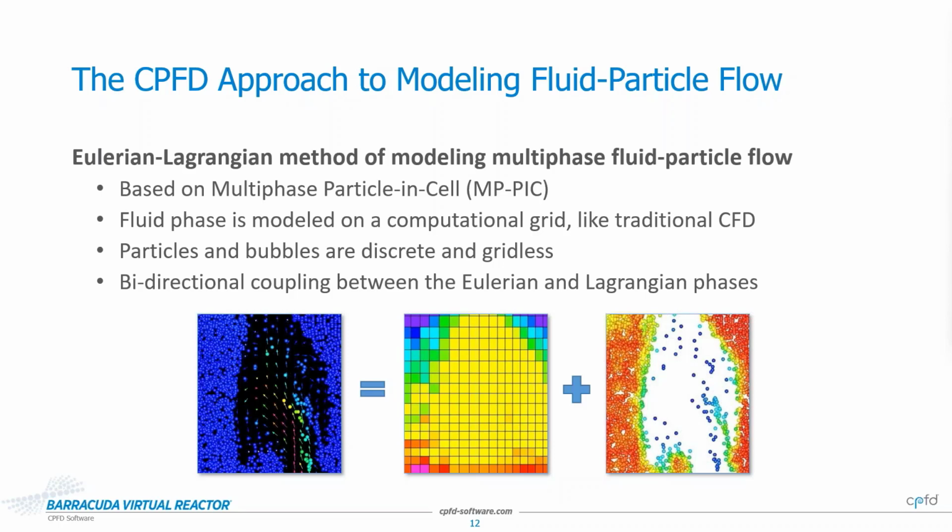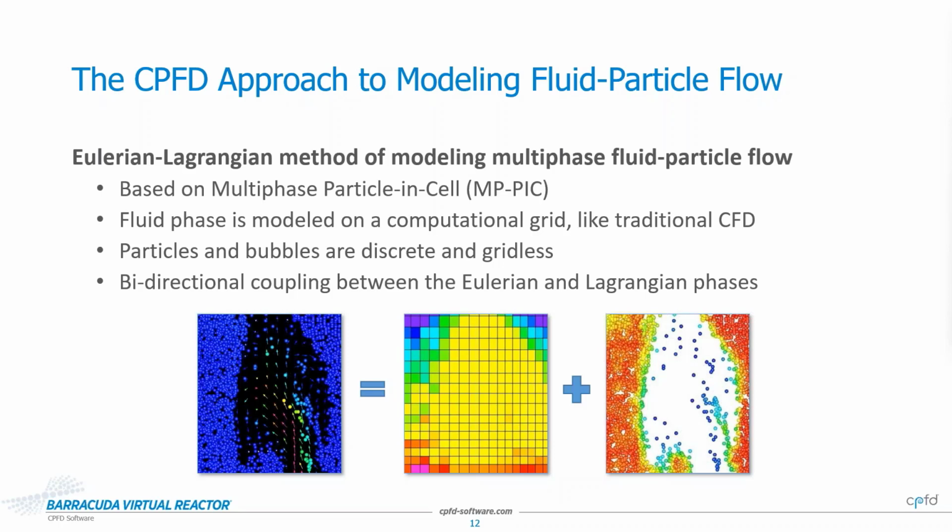This is the same fundamental approach used by the vast majority of traditional CFD solvers, and for good reason. It allows for efficient and accurate simulation of fluid flow, and the numerical methods for solving the flow equations are well known. Clouds representing particles and bubbles are modeled using a Lagrangian approach, which means they are discrete entities that can be located anywhere in the domain. We say that the clouds are gridless in this sense because they can and do travel between the computational cells according to the physics calculations of their movement.